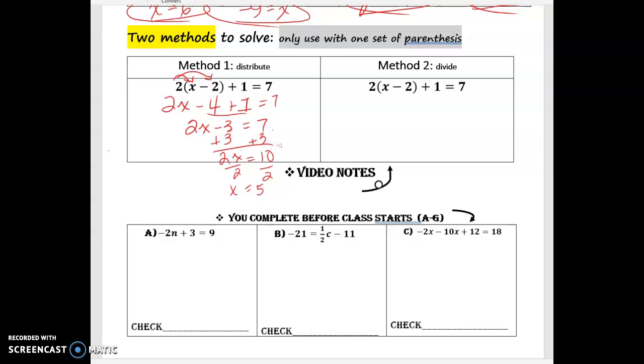Okay, so let's go to this next equation. Method 2 is to divide. Okay, this is not my favorite method. I think it's actually a little tricky, but we'll go ahead and do it anyway.